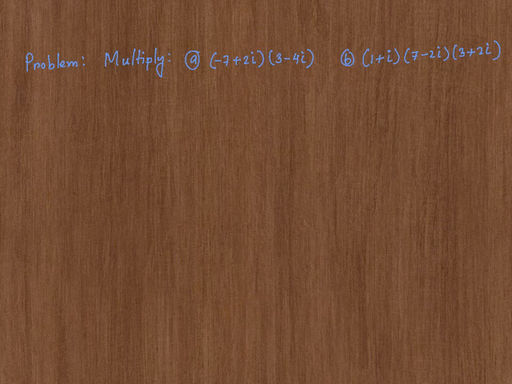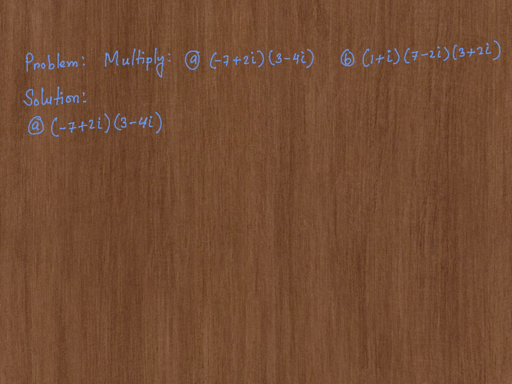In this video, I am going to do the following multiplication of complex numbers. Let's start off with the first one, a. Negative 7 plus 2i times 3 minus 4i. When you are multiplying two complex numbers, it's like usual multiplication using the distributive property.